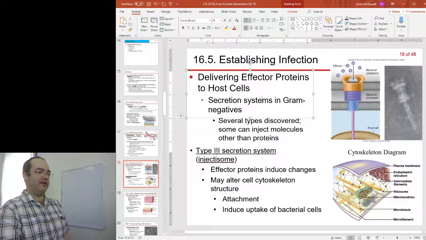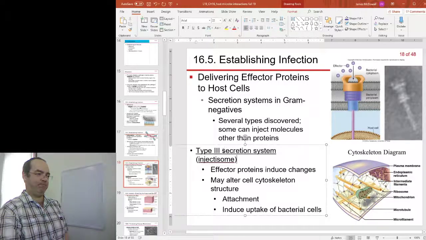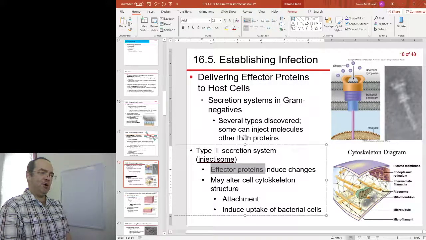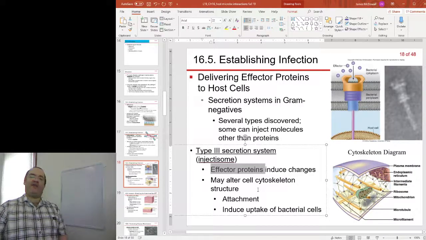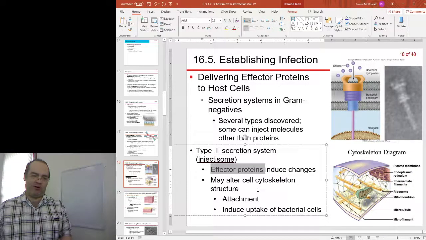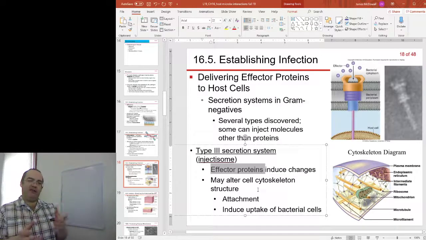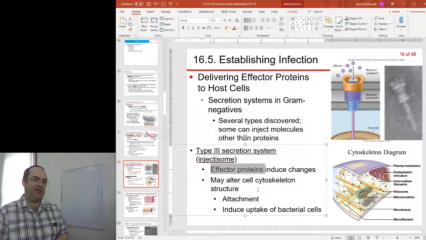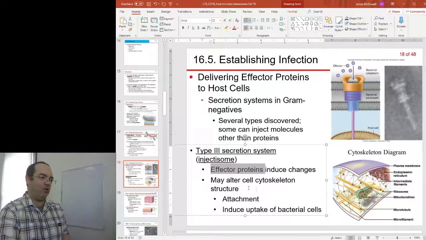These type 3 secretory systems are common in gram negatives. There's many different types found. Type 3 is the one that's mentioned in the book. The kinds of things they squirt into our cells are often proteins, and they are often these things we call effector proteins. They're called effector because they have an effect on the cell. Typically they induce some kind of change within the cell. They may alter the cytoskeleton structure.